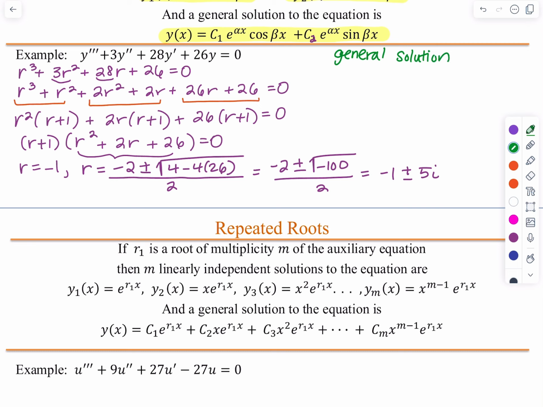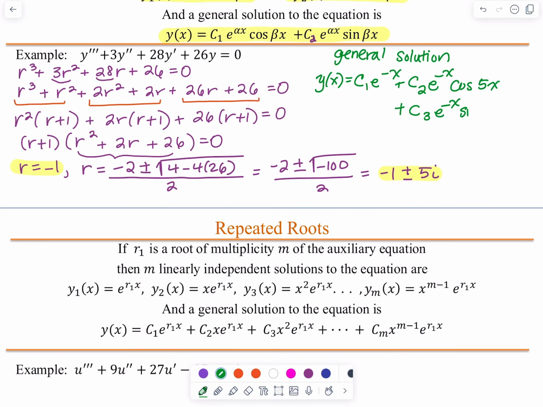So now we have our general solution with these roots. There's two of them. There's the third one. And we will write that as y of x is equal to c1 e to the -x plus c2 e to the -x cosine of 5x plus c3 e to the -x sine of 5x. And of course, you can see here that alpha is -1 and beta is equal to 5.